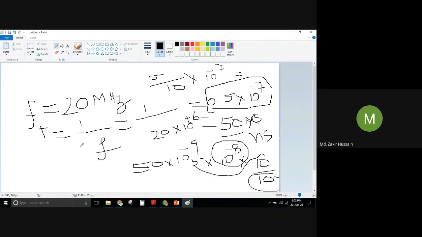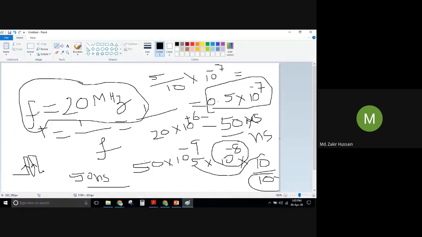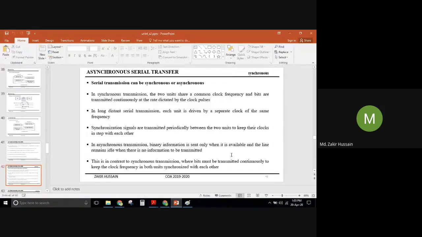So meaning what? For every 50 nanoseconds, one bit is transmitted if we are working with this clock. When our frequency is 20 megahertz, then it means every bit is transmitted for 50 nanoseconds. The time taken by each bit is that.